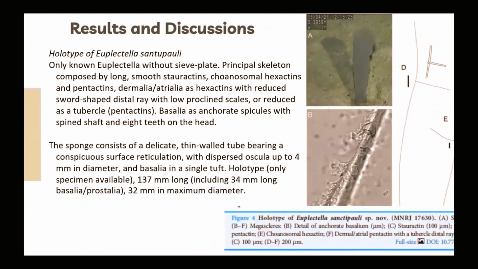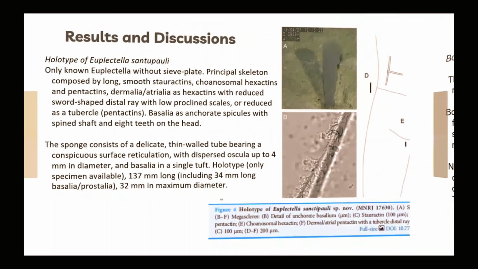The other one is the holotype of Eupalectella centipoli, the only known Eupalectella without a sieve plate, with a principal skeleton composed of long, smooth stauractins, hypodermal hexactins, and pentactins. The sponge consists of a delicate thin-walled tube bearing conspicuous surface articulations, such as in the photo, with a series of oscula up to 4 millimeters in diameter and basalia in a single tuft. It was a holotype, 137 millimeters long and 32 millimeters in maximum diameter.